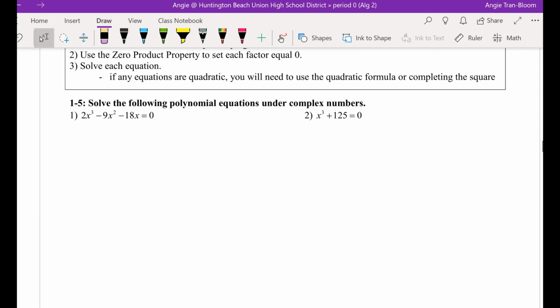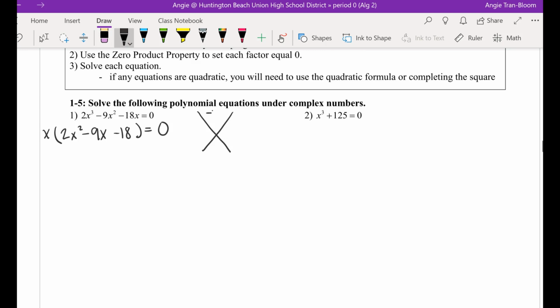So, example 1, 2x to the third minus 9x squared minus 18x. The first thing in factoring is you will need to take out a GCF. They all have an x in common, so you want to take out an x first. If you take out an x, you have 2x squared minus 9x minus 18. Then from here, we are going to try to factor the 2x squared minus 9x minus 18. I use the x. You don't have to, by the way.